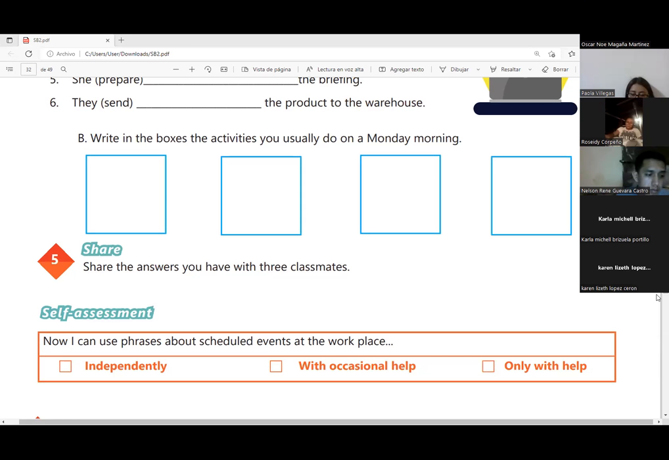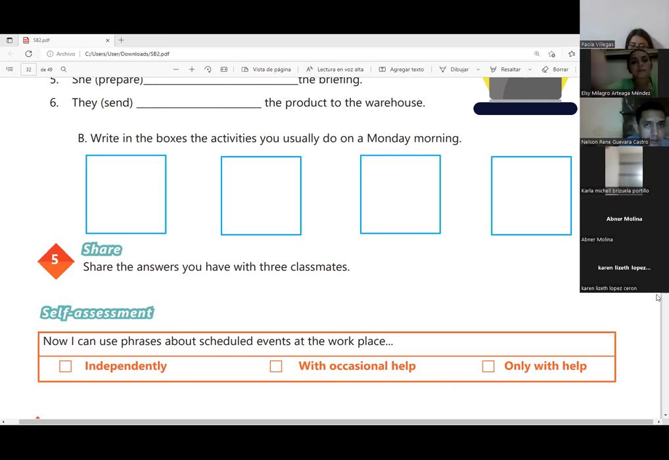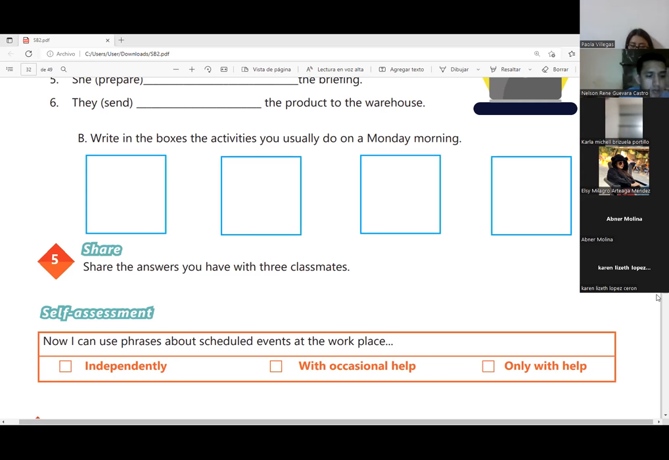I usually send a credit report to my boss. Excellent. I usually have a meeting with the vendor at 10 o'clock a.m. Excellent. Very good, Miss. Ok, no sé si existe otro voluntario que quiera leer sus dos oraciones. Thank you, Miss Corpeña. I usually check the production report on Friday. I usually deliver daily production goals to supervisors. Excellent. Very good.